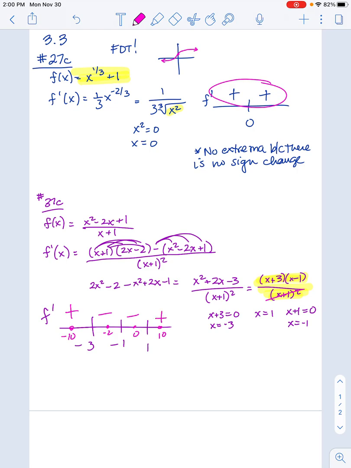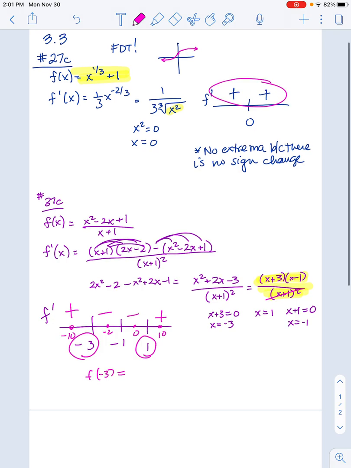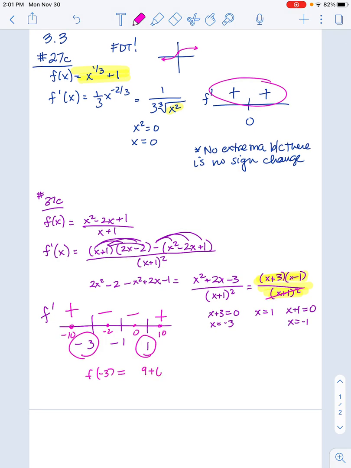Okay, so this is what it looks like. Now it looks like I have a sign change here and a sign change here, right? And I've got to put those back into the original to figure out the y value of my extrema. So when I plug in negative 3 to f, I get 9 plus 6 plus 1 all over negative 2. I think that's negative 8. And if I plug in positive 1, I get 1 minus 2 plus 1 all over 2, which is 0.